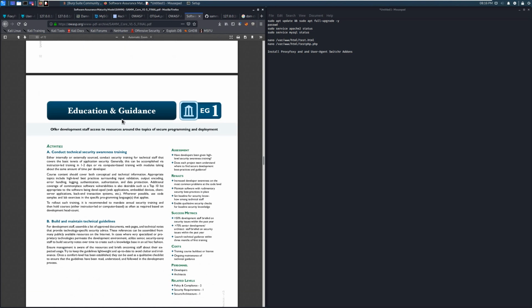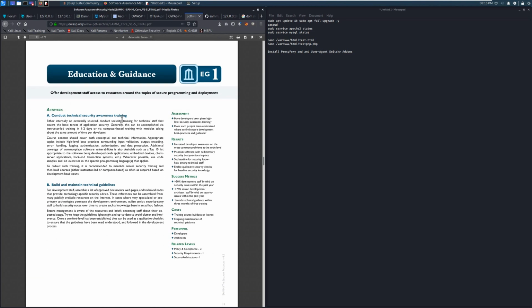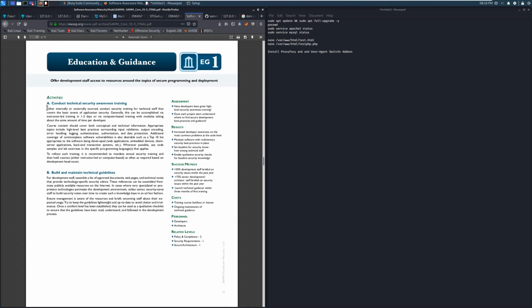Okay, and here actually comes, I would even say, the most important page, because it has the most information regarding this topic. So you have the activity, and here you have the more thorough description of what the activity is about. So, you know, two activities: conduct technical security awareness training and build and maintain technical guidelines. And here you have some description of how to do it actually.